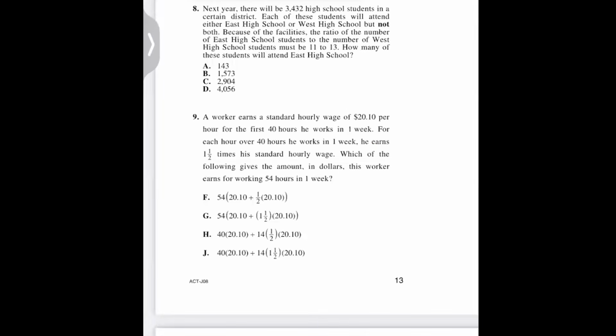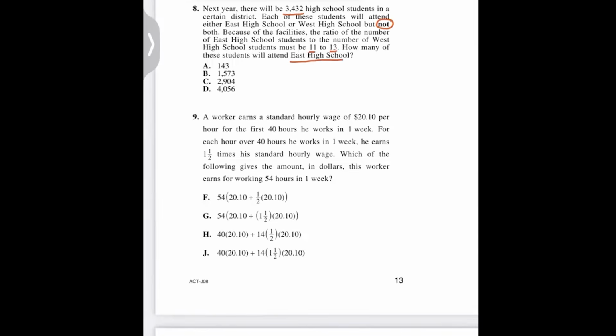So next year, there will be 3,432 high school students in a certain district. Each of these students will attend either East High School or West High School, but not both. At both facilities, the ratio of the number of East High School students to the number of West High School students must be 11 to 13. A lot of students I've worked with have really struggled with this problem, but it's not too bad. How many students will attend East High School?